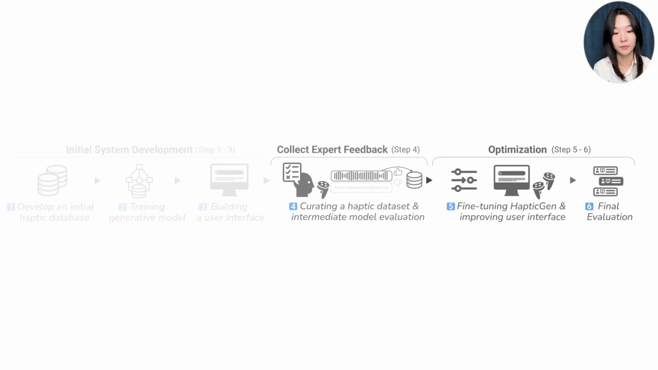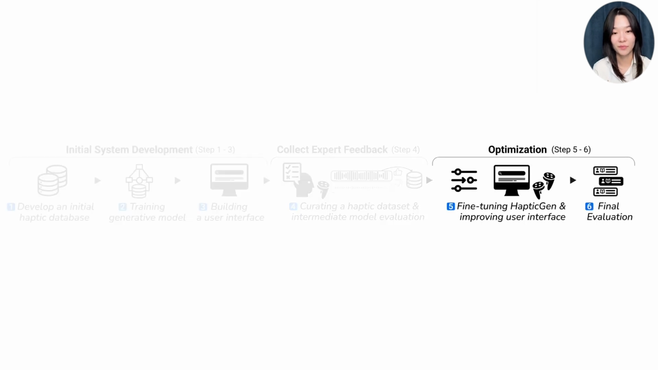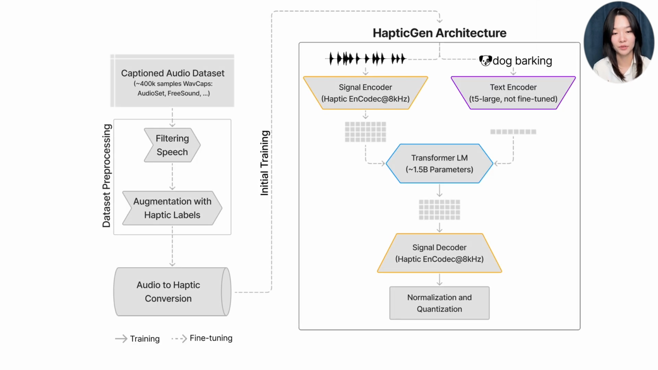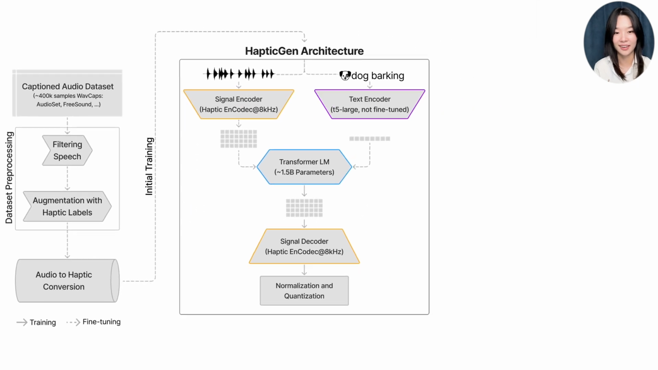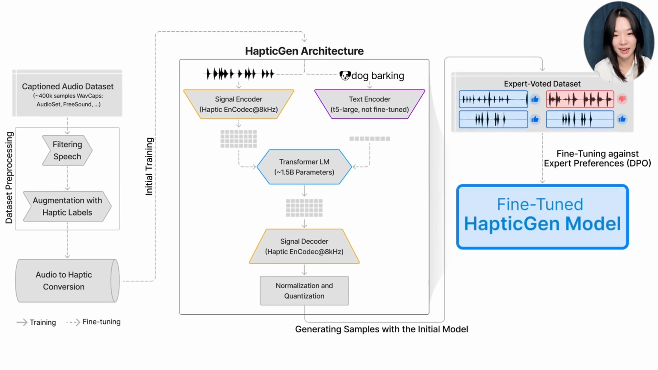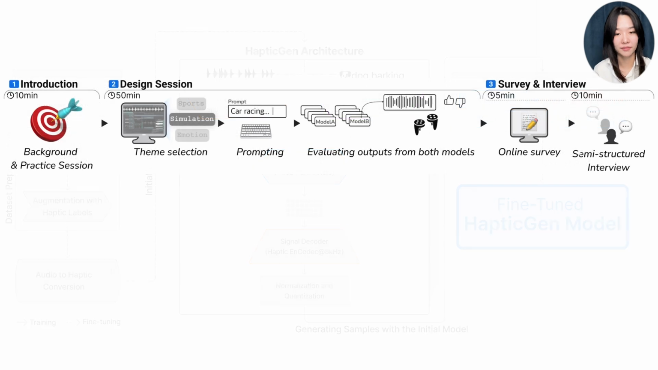Then we moved on to the optimization stage, where we fine-tune the HapticGen model. We fine-tuned it using the feedback and the data collected from the experts. And finally, we ran a comprehensive evaluation to confirm these improvements. We used a state-of-the-art text-to-audio generative model as the baseline, combined with an audio-to-vibration conversion step as well. Let's take a look. We conducted an A/B testing session to evaluate our performance.